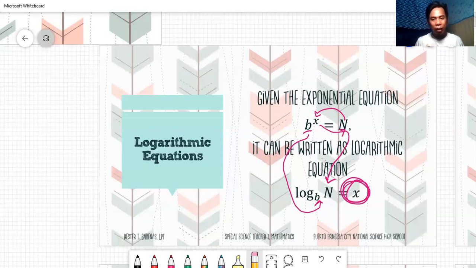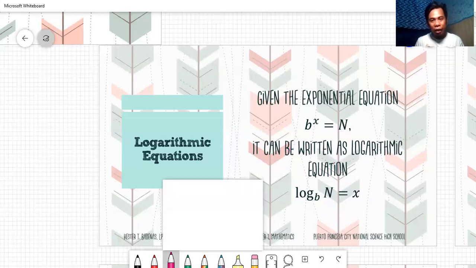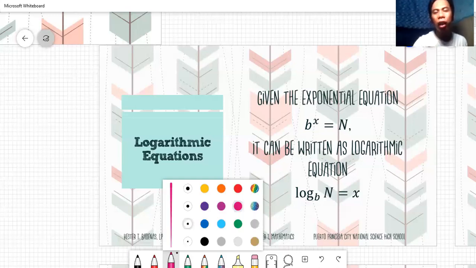Just look at it. I guess by observation you can get it, right? The very technique here is to interchange n and x when you write it in logarithm, and b will retain as the base. Okay, so I have here a lot of exercises.